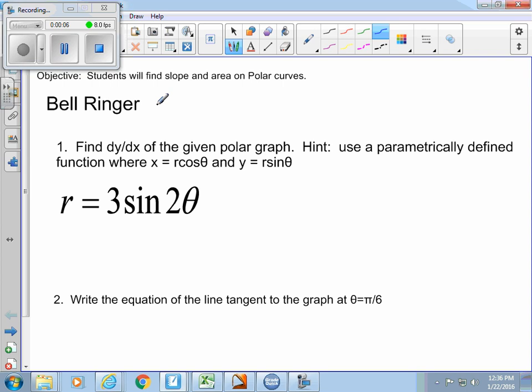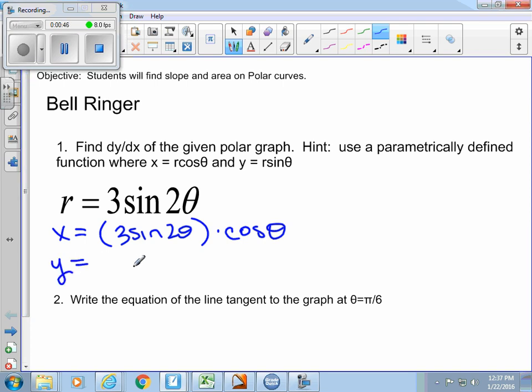And you didn't have any idea how to find dy dx on a polar curve, but it helped you. It said, hint, use a parametrically defined function where x is r cosine theta and y is r sine theta. So step 1, I'm going to define x to be r cosine theta, but what is r? So x would be a function that is 3 sine of 2 theta times cosine theta.